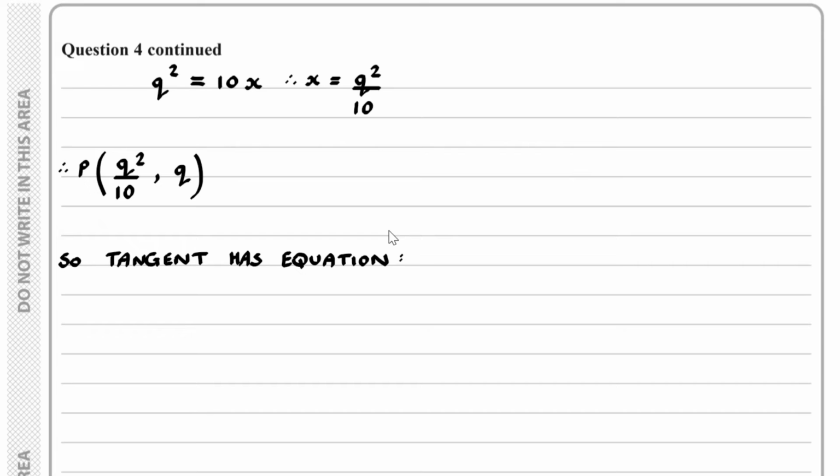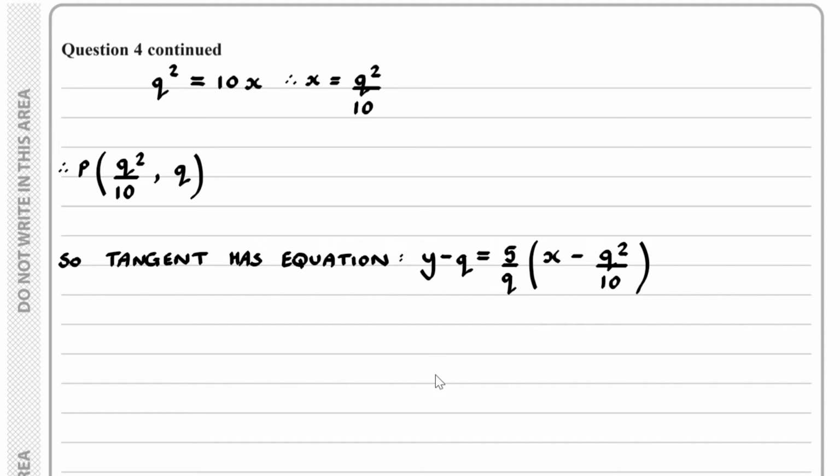So the tangent has equation y subtract q equals 5 over q, which is what the gradient of the tangent is, multiplied by x subtract q squared over 10. And at this point we need to simplify all this.